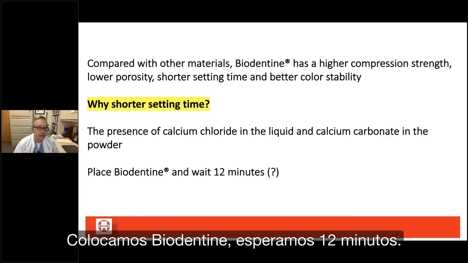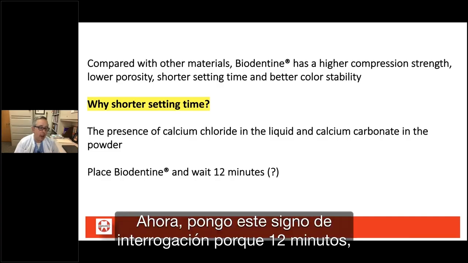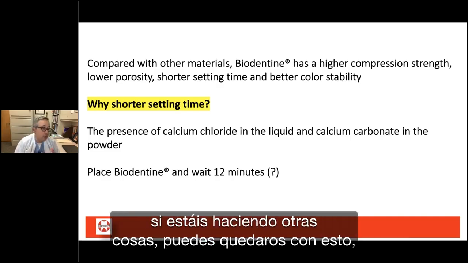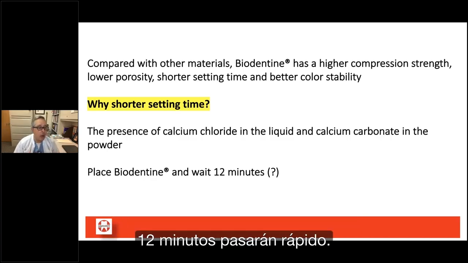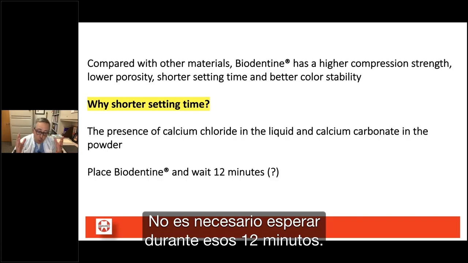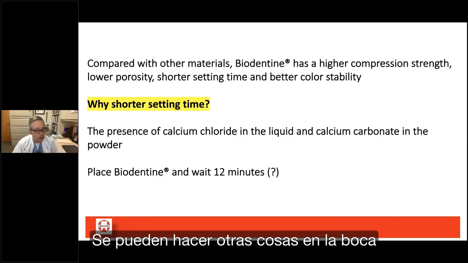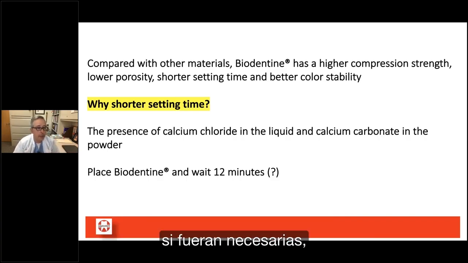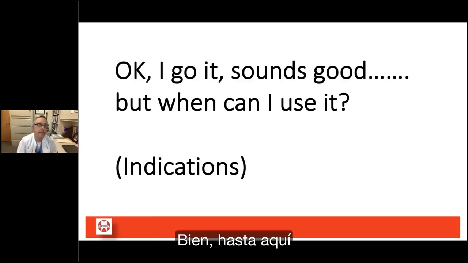We place Biodentine, we wait 12 minutes. Now I put this question mark because if you are doing other things, 12 minutes will go quick. You don't need to just wait the 12 minutes. You can go and do other things in the mouth if you need to, and I do that often. Okay, I got it so far.